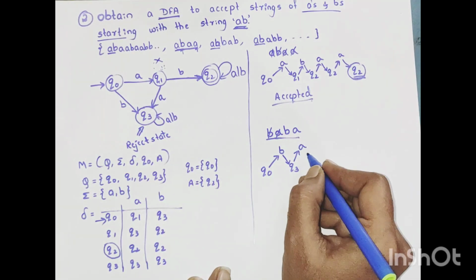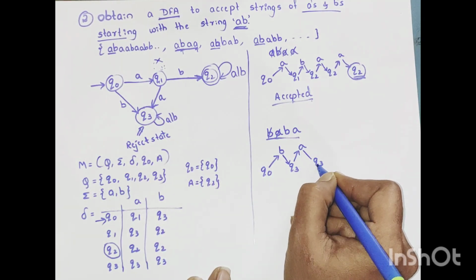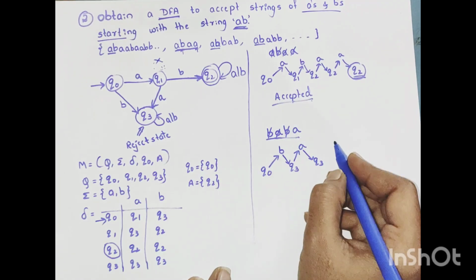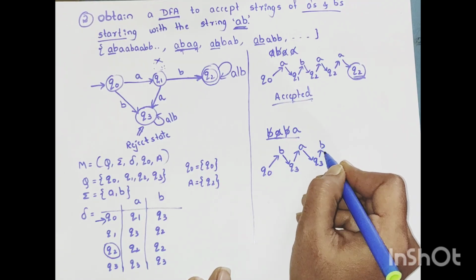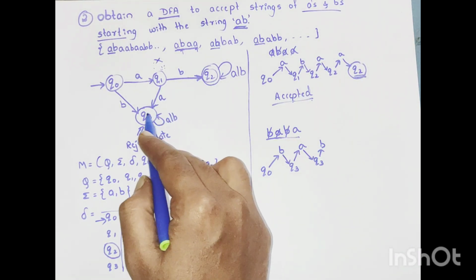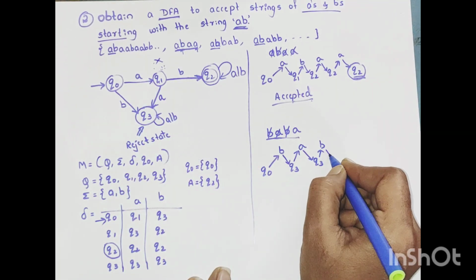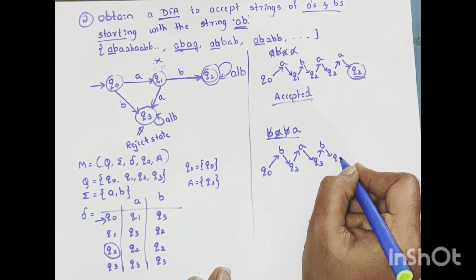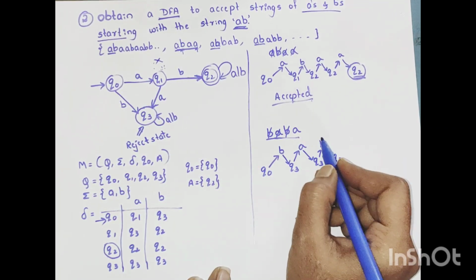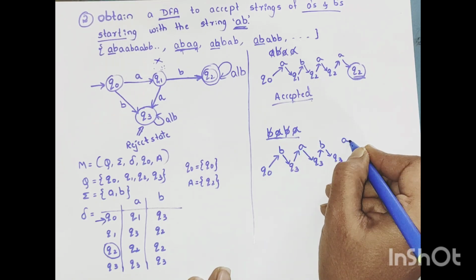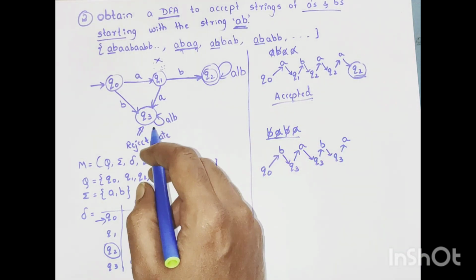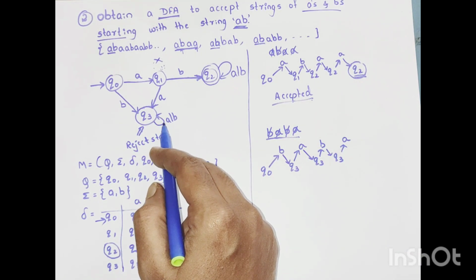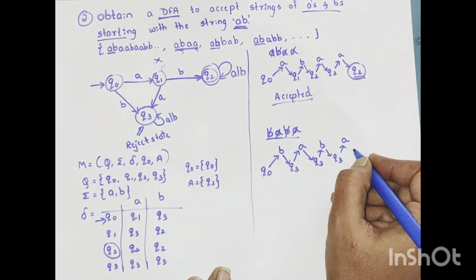Then again it will remain in this Q3 only. Then again this B symbol. From the Q3 state it will parse this B, and again it will take a self loop and remain in this Q3 only. Then again from this Q3 state, this last symbol A. If A symbol is passed, then again it will remain in this Q3 only.